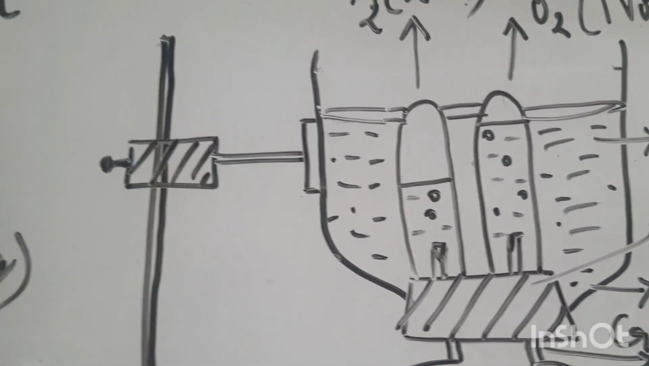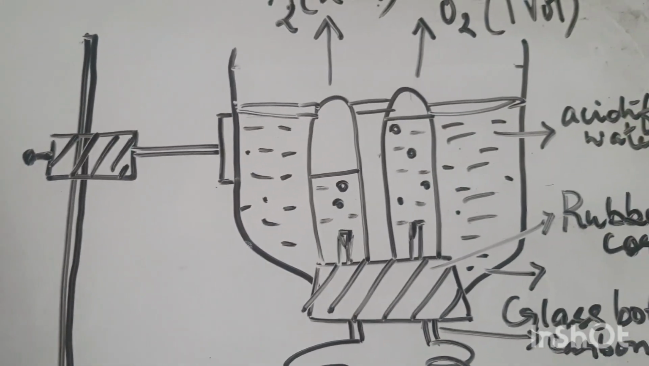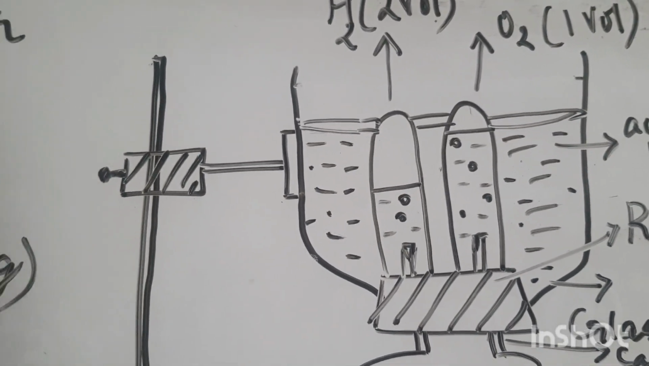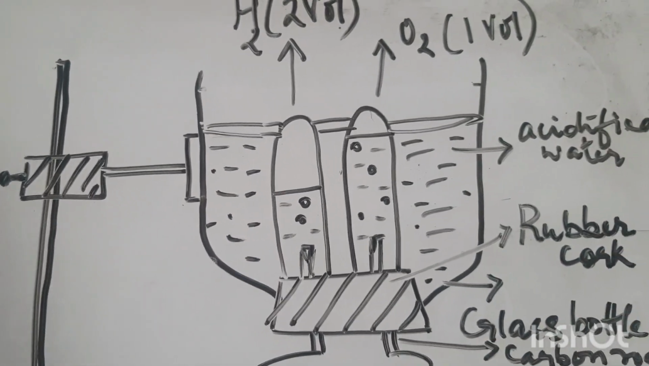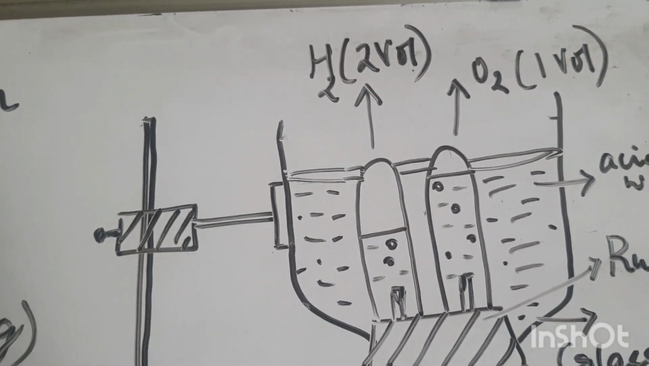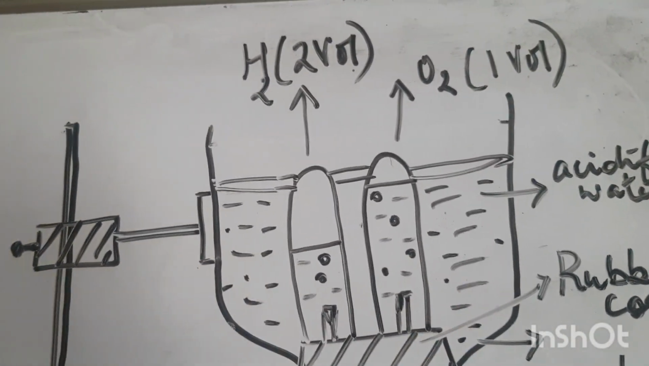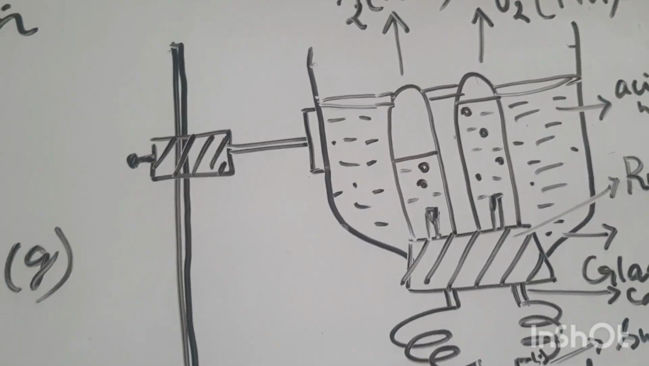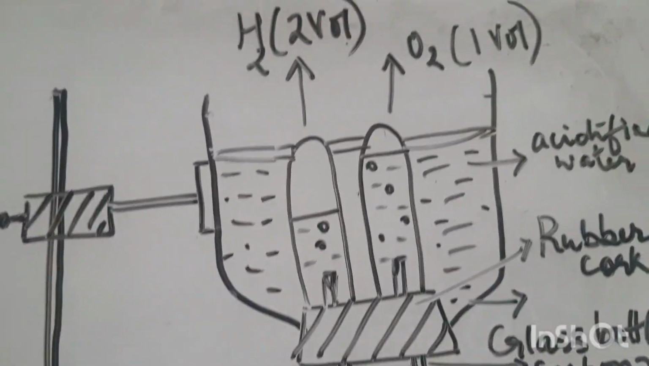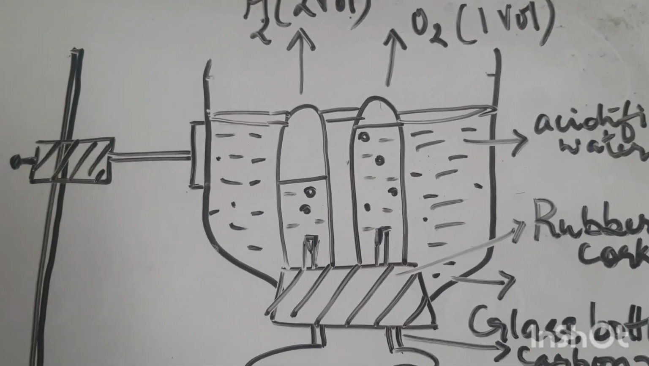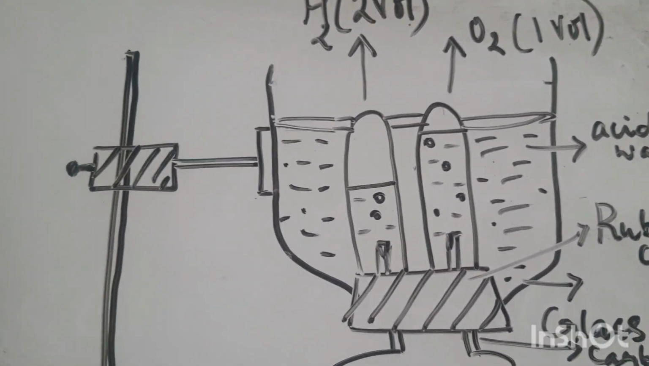How to check for oxygen? You know that oxygen is good for combustion. It enhances burning, whereas in case of hydrogen it will burn with a pop sound. So from that you can identify which test tube has hydrogen, and the other test tube will have the other gas, oxygen.